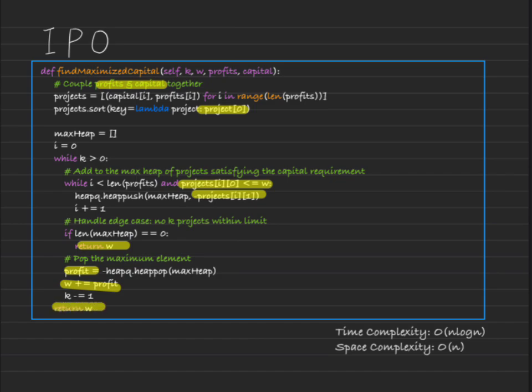The final time complexity is O of n log n because sorting is n log n. And for the second half of the block, inserting to the heap is O of log n, and we're doing it for possibly every element, so that's also n log n. And the space complexity is O of n because of the heap size.